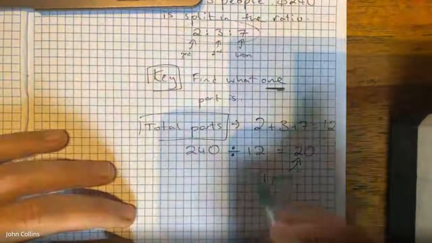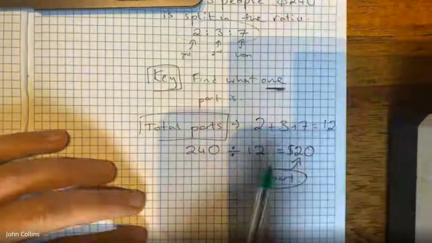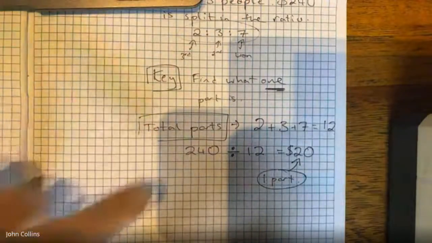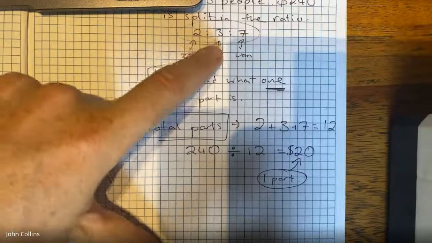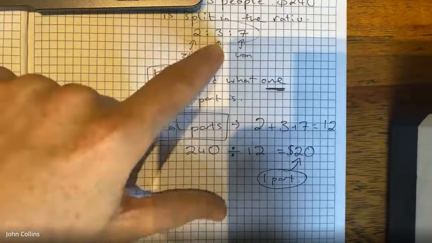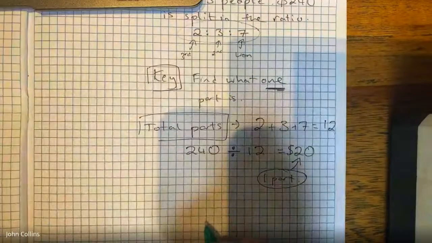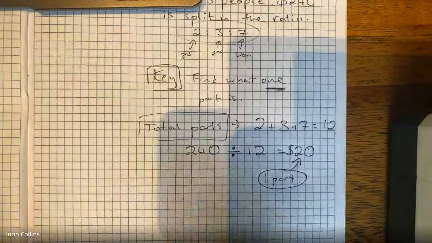So 1 part is $20. 240 has been split into 12 parts. 1 of those parts is $20. And now I need to split it. This person gets 2 parts. This person gets 3 parts. If you know the answer, put it in the chat. This person gets 7 parts. Put it in the chat with the ratio things in between. So Asher thinks it's 40 to 60 to 140. Let's see if he's right.